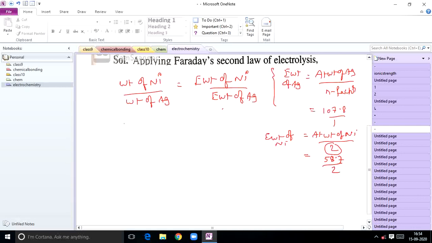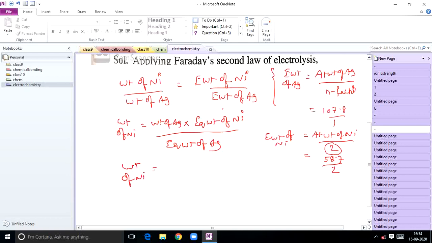So now you place it here. Weight of nickel is equal to weight of silver into equivalent weight of nickel divided by equivalent weight of silver. Weight of silver 2 into equivalent weight of nickel 58.7 by 2, by equivalent weight of silver 107.8 by 1. You do this calculation, you will get the weight of nickel. Very important, 0.445 grams of nickel is deposited.